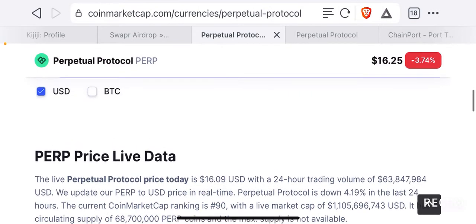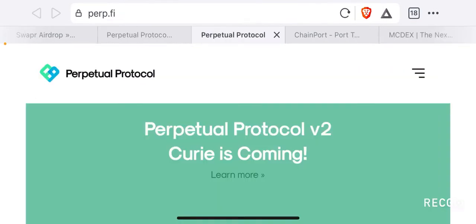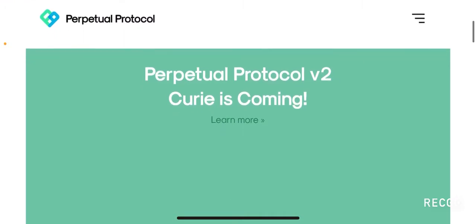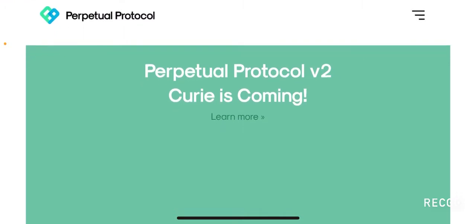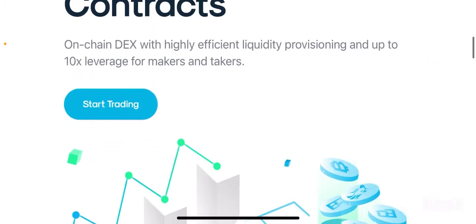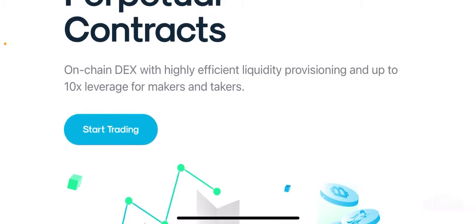So let's go to the website to see what other information you can find. Going to the website, you can pretty much see a very simple and clear website. Perpetual Protocol version 2, Curie, is coming, so they are launching their version 2, which you can learn more about by clicking on the Learn More button. Decentralized perpetual contracts, on-chain DEX with highly efficient liquidity provision, and up to 10x leverage for makers and takers. Again, even though they don't really rely on makers, their unique formula allows them to provide liquidity without the requirement for makers, but you can still become a maker and taker despite that, and you can click the Start Trading button to get up to 10x leverage.